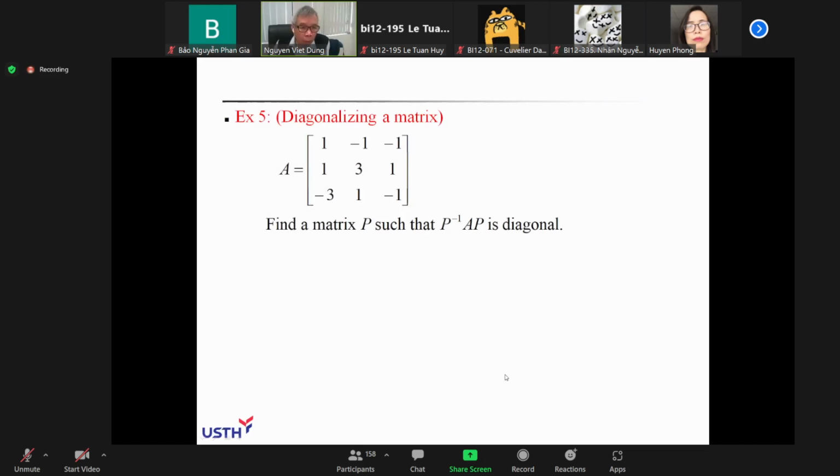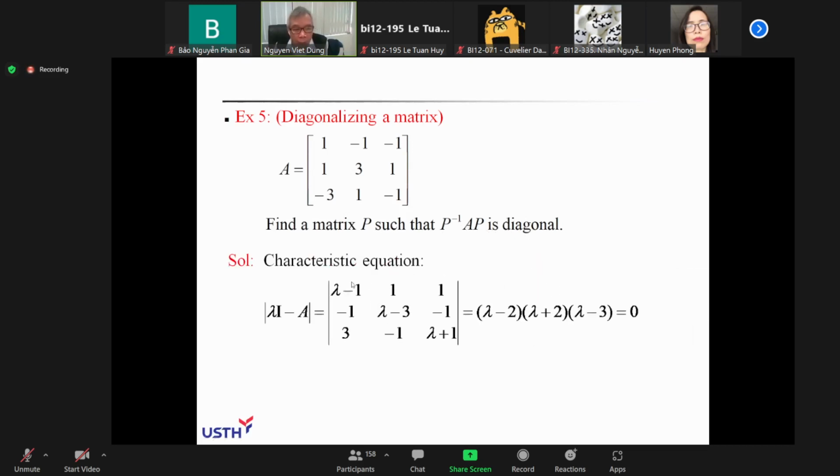Now we look at the matrix A like that, and you are required to find a matrix P so that P inverse AP is diagonal. How can you do it? It is here. First, you need to write down the characteristic equation. With that, you get eigenvalues 2, -2, and 3.